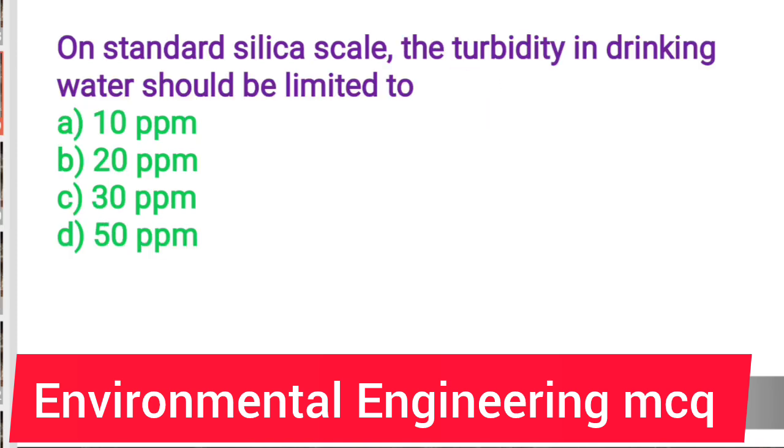Next question, on standard silica scale, the turbidity in drinking water should be limited to: option A 10 ppm, option B 20 ppm, option C 30 ppm, option D 50 ppm. The correct answer is option A 10 ppm.